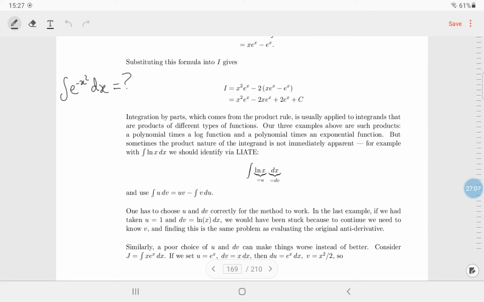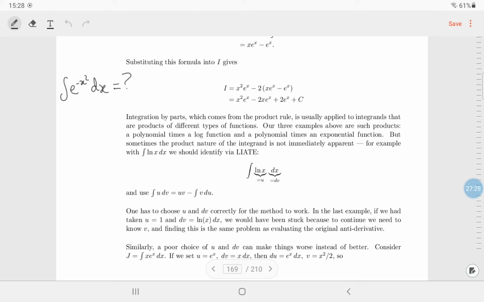The other thing is you have to pick the u and dv properly. I said the reason we have LIATE is so that the dv you're left with is easier to anti-differentiate. You can't just say, oh, I'll pick the harder thing to anti-differentiate just to show off. It mightn't work.